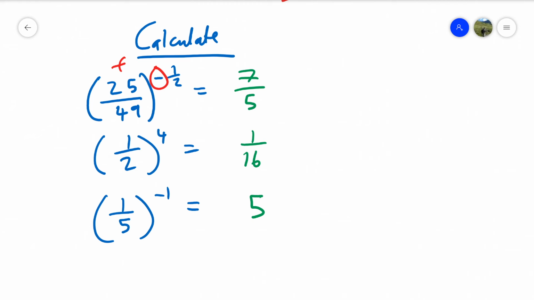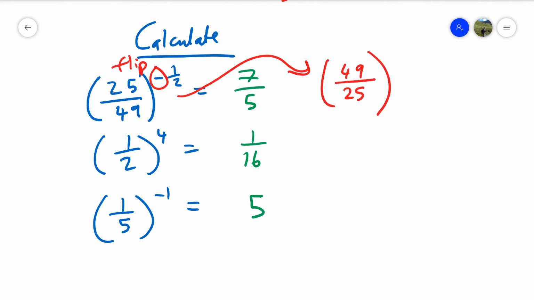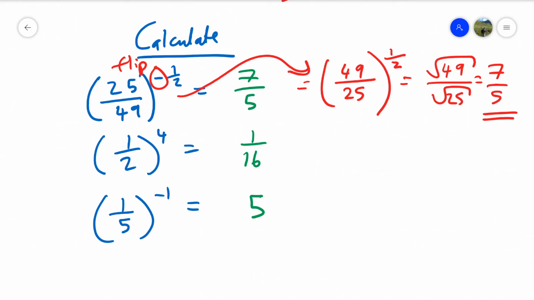Remember, minus means flip, so I'm going to do that straight away. That gives me 49 over 25. But the indices, the power, is like a recipe. We have to do all the instructions. We've only done one of the instructions so far. We still have to do the half. Oh, that just means square root. And from experience, I know that I can just square root the top and square root the bottom separately, which is 7 over 5.